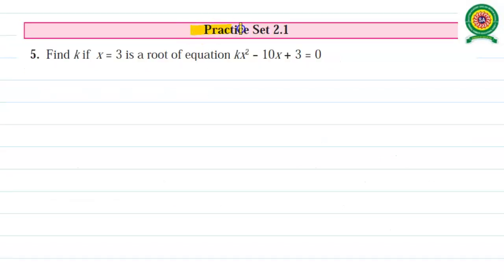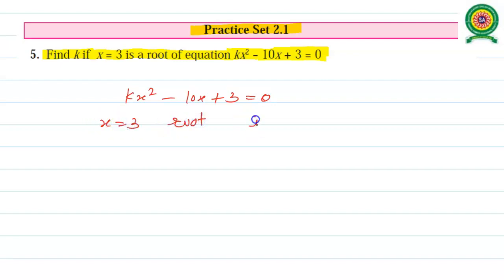Look at question number 5 from practice set 2.1. We have to find k if x equals 3 is a root of the equation kx square minus 10x plus 3 equals 0. So we write at the start the quadratic equation: kx square minus 10x plus 3 equals 0. Now x equals 3 is the root, that means it should satisfy the given quadratic equation.